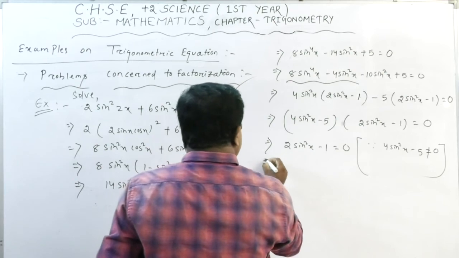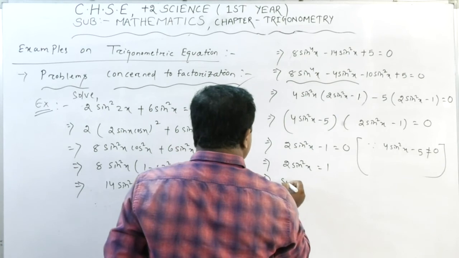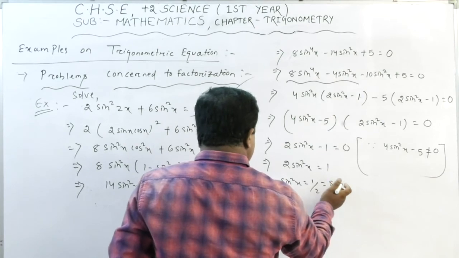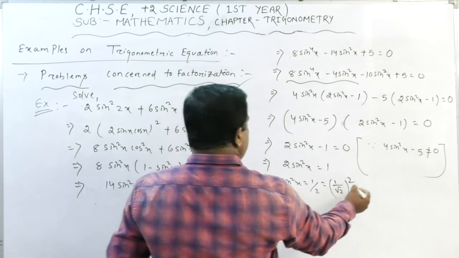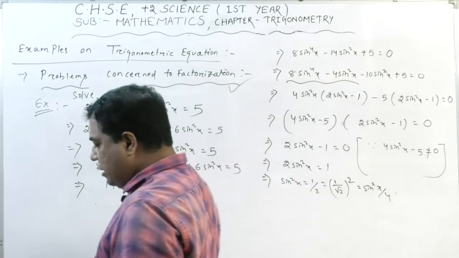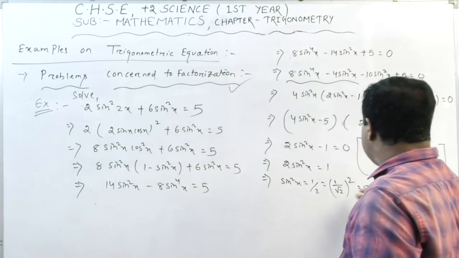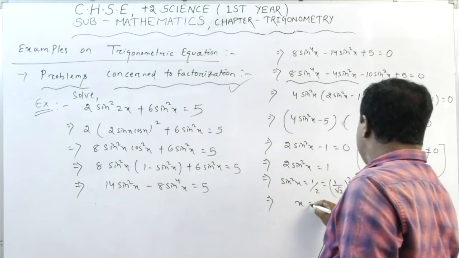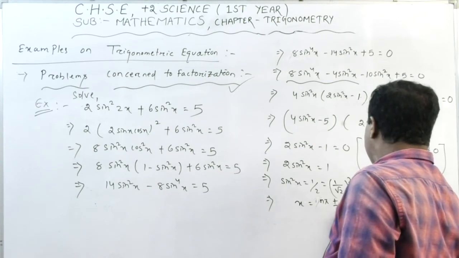So we can say that 2 sin square x equal to 1, or sin square x equal to 1 on 2, which is what? It is 1 upon root 2 whole square, which is sin square pi by 4. Okay. As I told you, if sin square x equal to sin square alpha, so x equal to what? N pi plus or minus alpha. So I can say x equal to n pi plus or minus pi by 4.